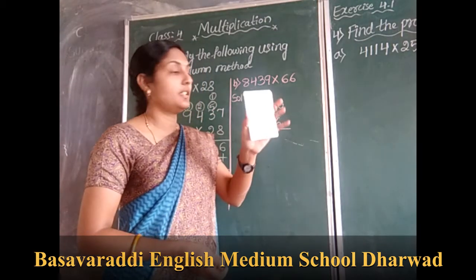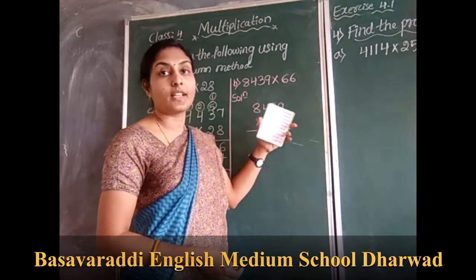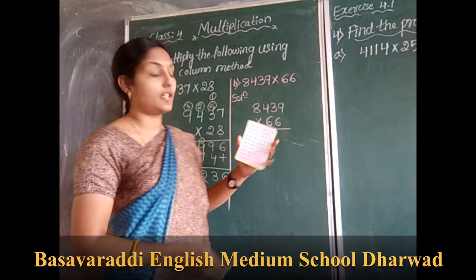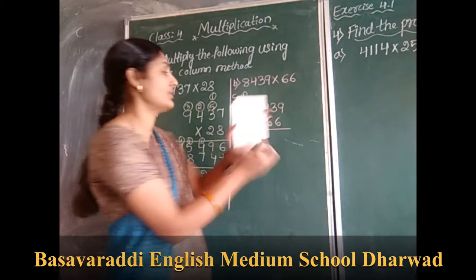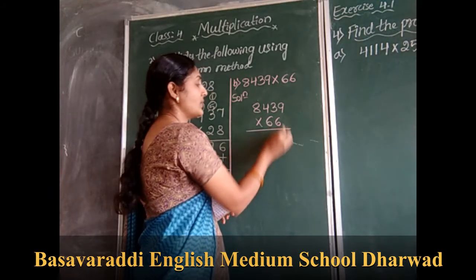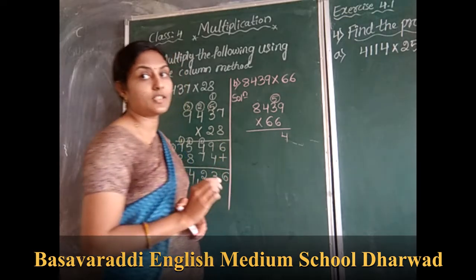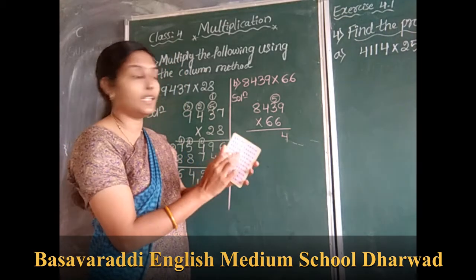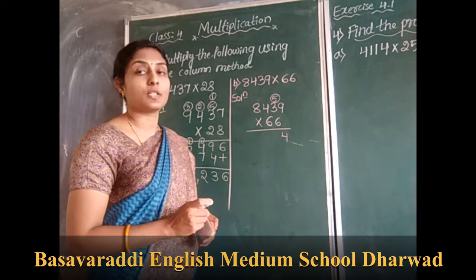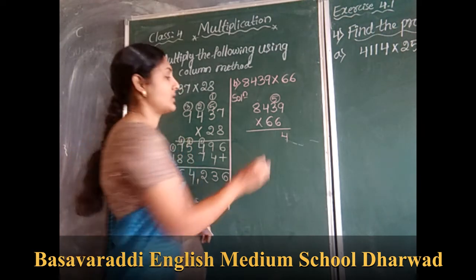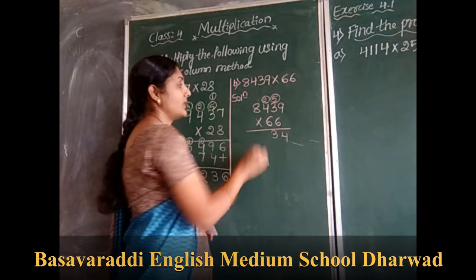I have the 6 table here. So 6 nines are 54. That means the 6 is multiplied 9 times. So write 4 in the ones place, carry over the 5. Next, 6 threes are 18, plus 5 is 23. So write 3 in the tens place, carry over 2 to the hundreds place.